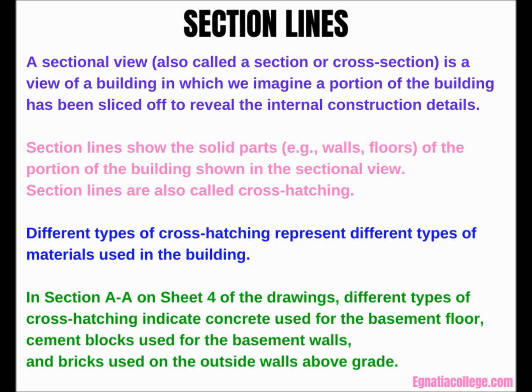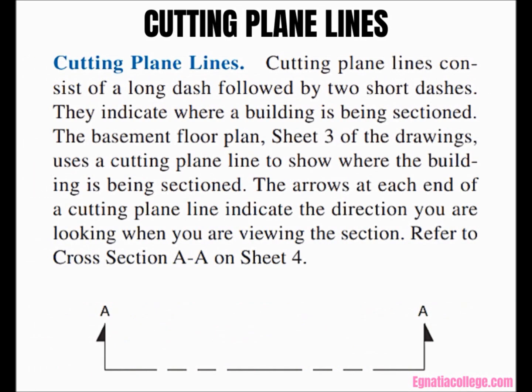In section AA on sheet 4 of the drawings, different types of cross-hatching indicate concrete used for the basement floor, cement blocks used for the basement walls, and bricks used on the outside walls above grade. Cutting plane lines. Cutting plane lines consist of a long dash followed by two short dashes. They indicate where a building is being sectioned.